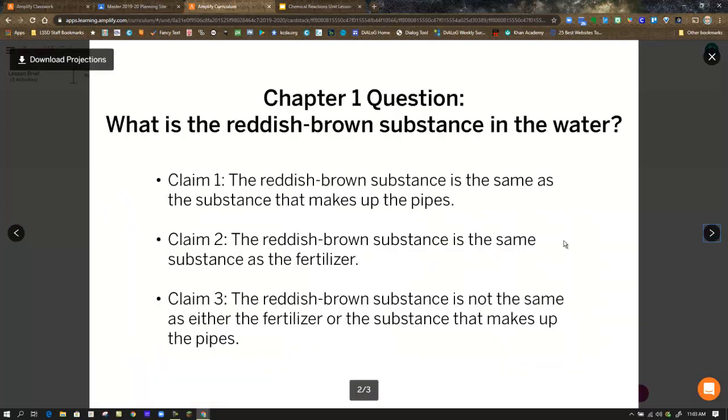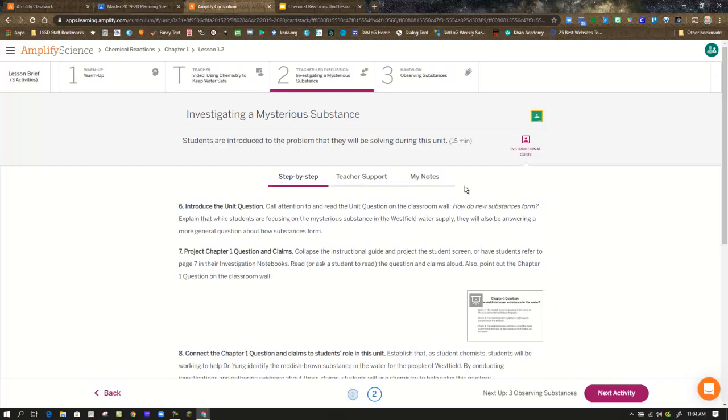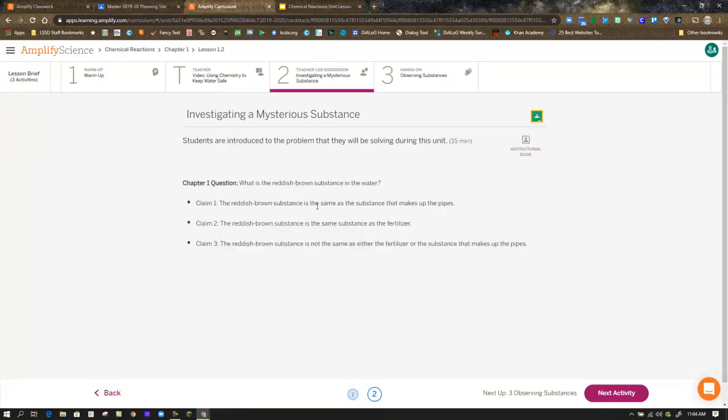As we saw on the screen that we just left, there are projections that show claim 1, 2, and 3. I'm going to close those because you have claim 1, 2, and 3 presented on your screen as a student as well. So get your pick. You can look at it here or in the projection.